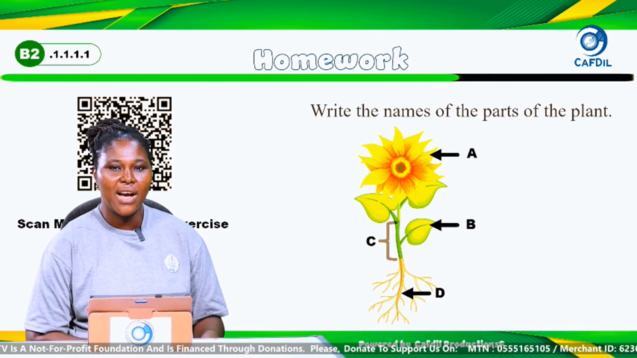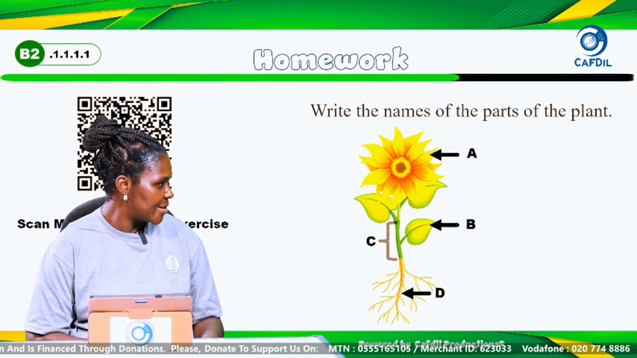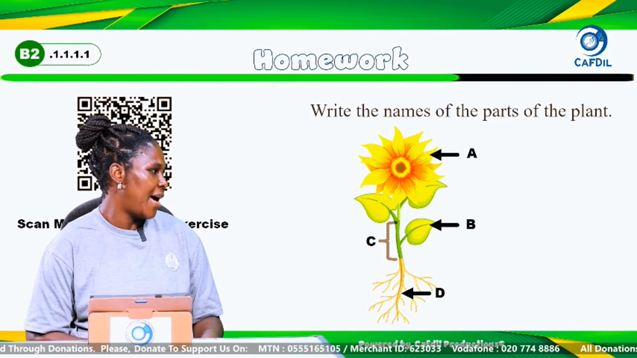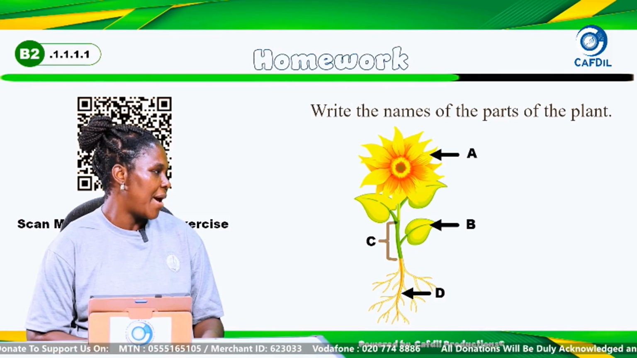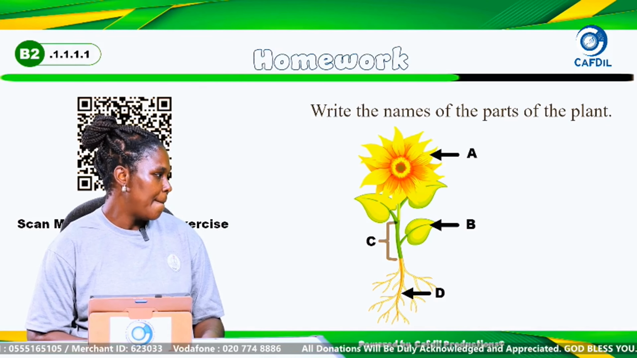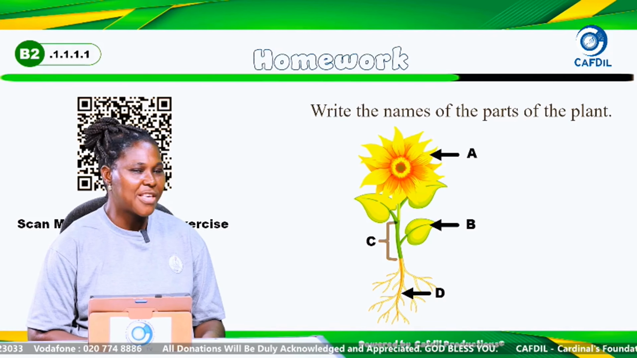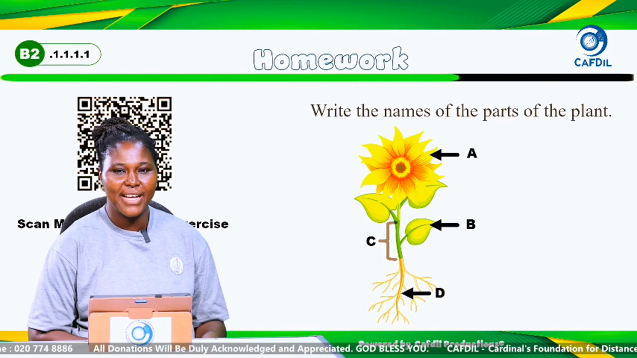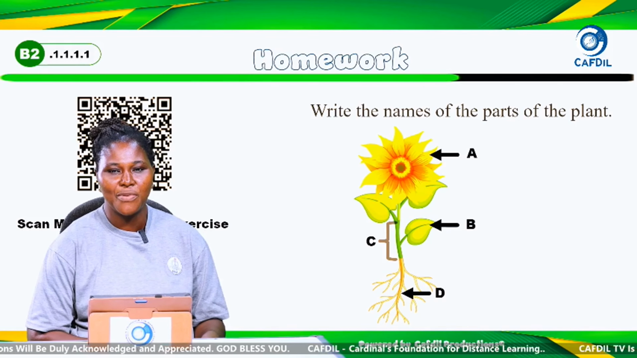Good. Now, this is our homework. It says, write the names of the parts of the plant. We have A, B, C, and D. So I will give you some time and then you do it. Write it nicely in your books.